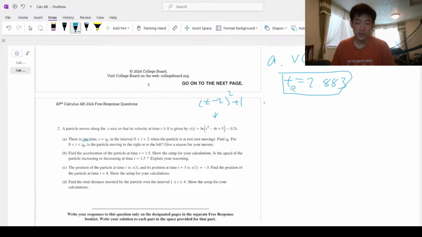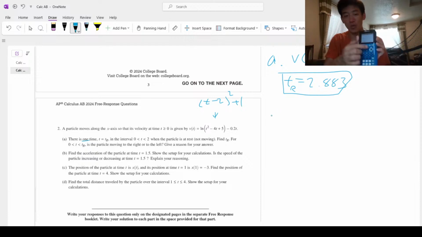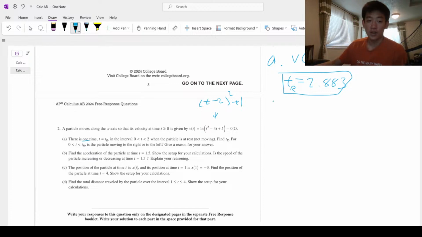And then if you look at the graph here, there's two ways to do this. You can look at the graph and say, okay, when t is less than this number, you can tell that the velocity is negative, so it's going to the left. Or you can say that since there's only one time where it's not moving, it has to be traveling in the same direction for the other. Wait, whoa, hold on a sec.